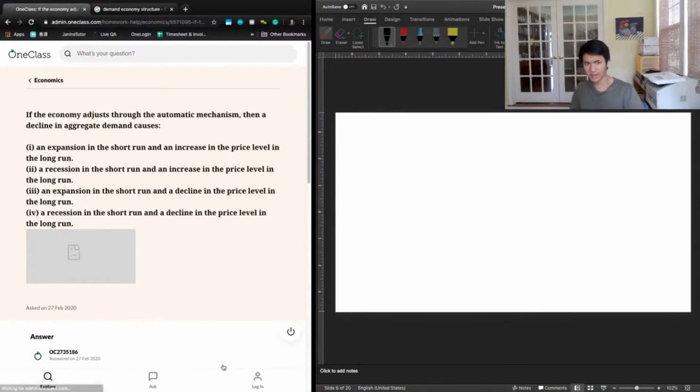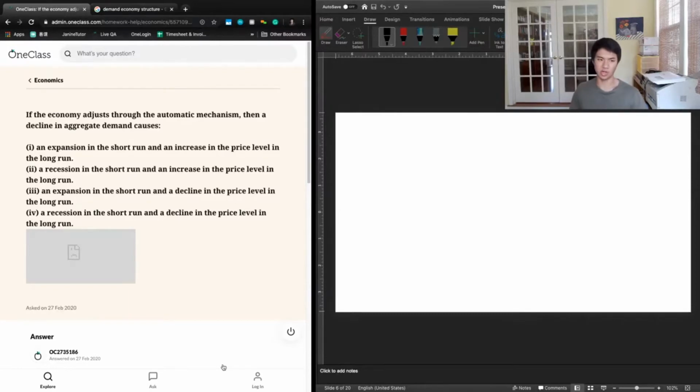Next question says, if the economy adjusts through the automatic mechanism, then a decline in aggregate demand causes 1. An expansion in the short run and an increase in the price level in the long run. 2. A recession in the short run and an increase in the price level in the long run. 3. An expansion in the short run and a decline in the price level in the long run. Or 4. A recession in the short run and a decline in the price level in the long run. So we have to understand what this question is asking us about.